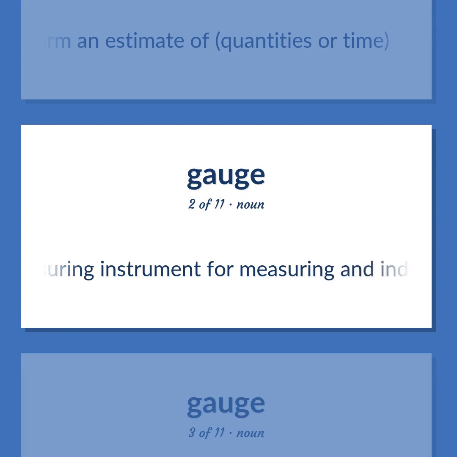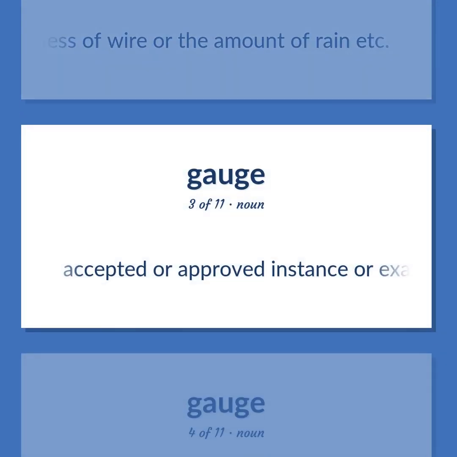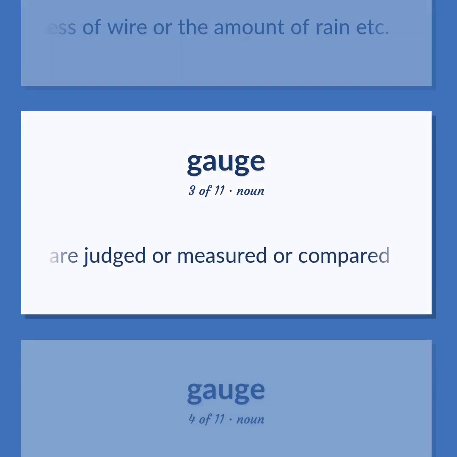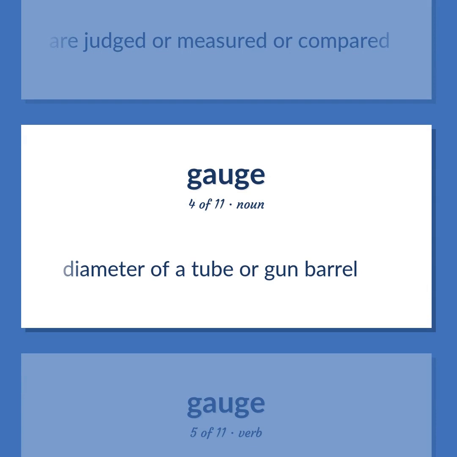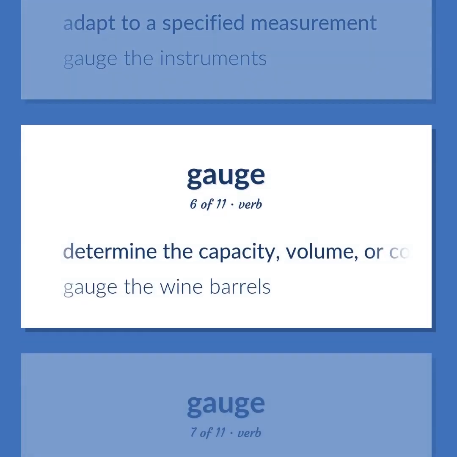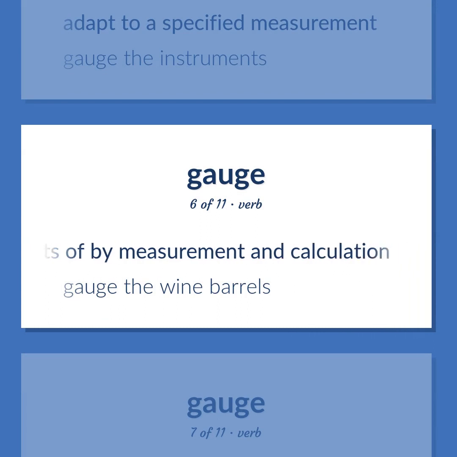A measuring instrument for measuring and indicating a quantity such as the thickness of wire or the amount of rain, etc. Accepted or approved instance or example of a quantity or quality against which others are judged or measured or compared. Diameter of a tube or gun barrel. Adapt to a specified measurement. Gauge the instruments. Determine the capacity, volume, or contents of by measurement and calculation. Gauge the wine barrels.